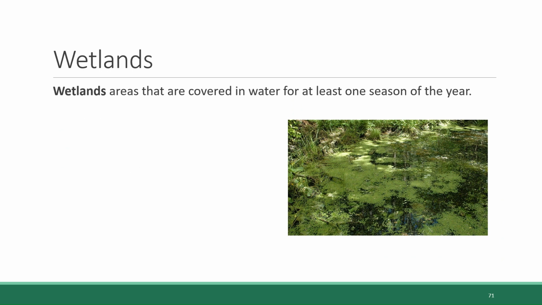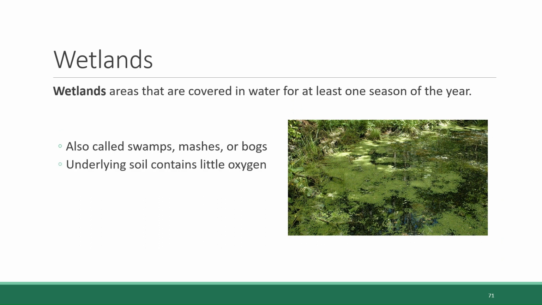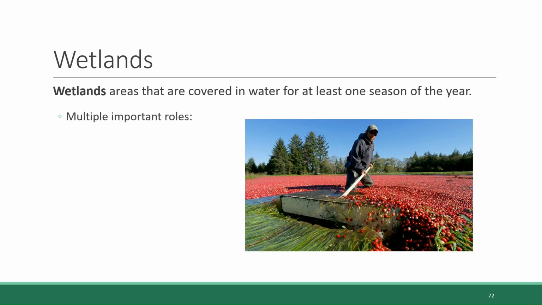Our final aquatic biome is wetlands. Wetlands are areas that are covered in water for at least one season of the year. They are also colloquially called swamps, marshes, or bogs. Because of being waterlogged, the underlying soil contains little oxygen, and plants have to be specially adapted to these conditions where little oxygen is available for their roots to perform cellular respiration. Some examples of wetland plants are duckweed and cattails.